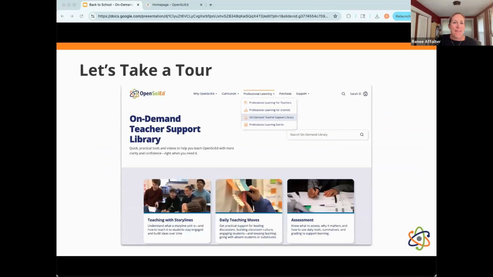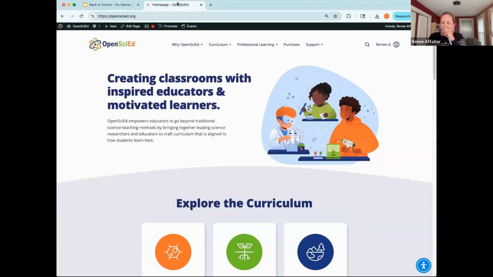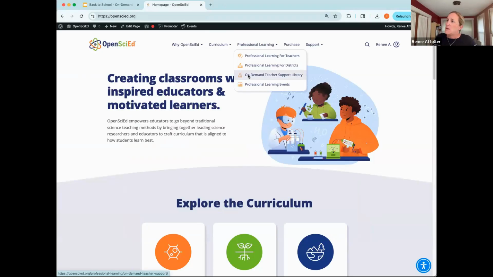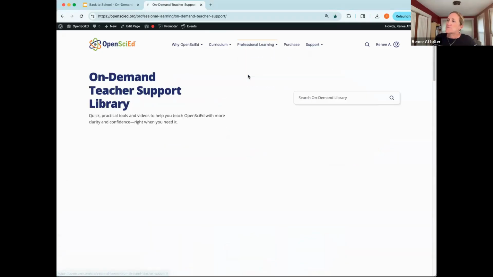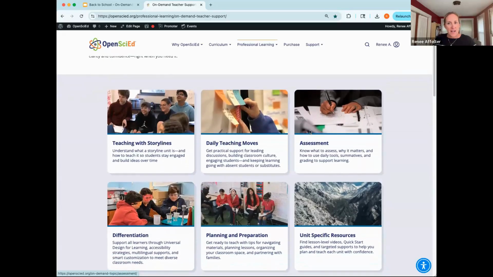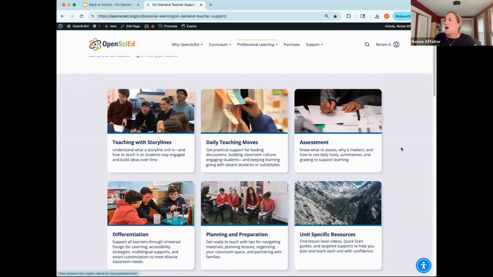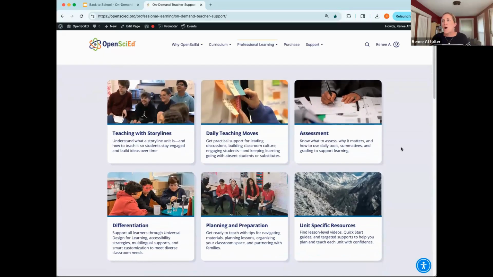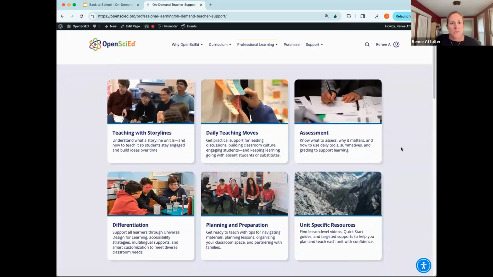I'm going to take us over to the library and I'm going to show you there are several ways that you can access the on-demand library. The easiest way for me is I go to professional learning and then I scroll down and I see on-demand teacher support library. So when I click on that, there are my 6 tiles that should look familiar. And so let me walk through a little bit about how to navigate this and what's in each of these tiles. We will dig deeper into each of these as well.